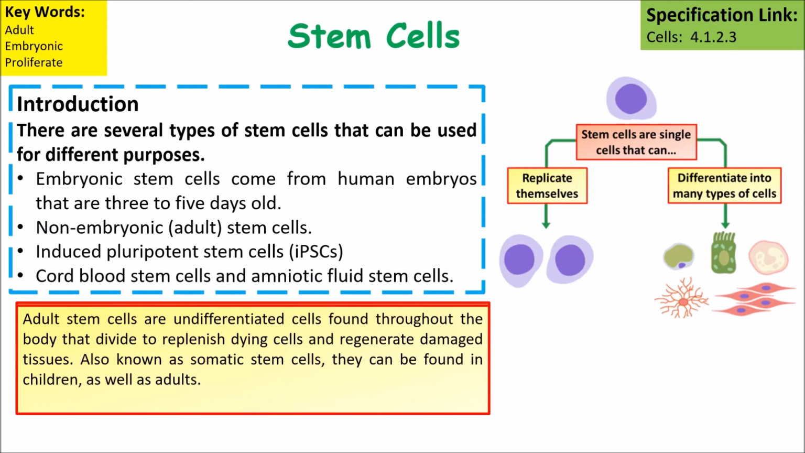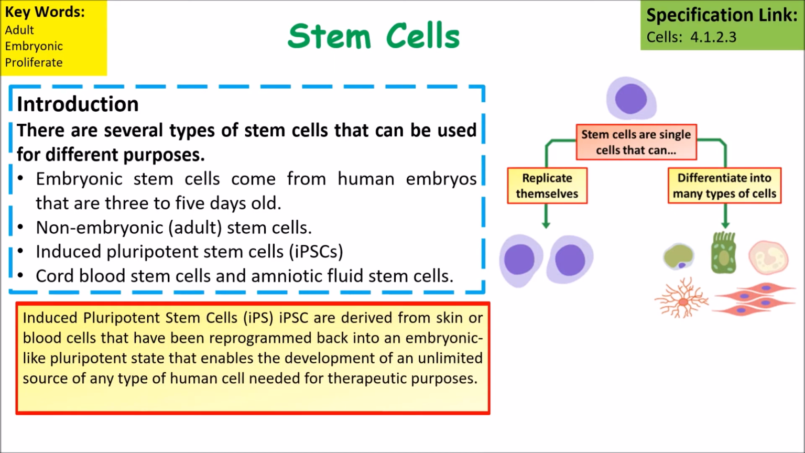Adult stem cells are undifferentiated cells found throughout the body that divide and replenish dying cells and regenerate damaged tissues. Also known as somatic stem cells, these can be found in children as well as adults. Induced pluripotent stem cells are derived from skin or blood cells that have been reprogrammed back into embryonic-like stem cells, that enables the development of an unlimited source of stem cells without having to harvest stem cells from an embryo.